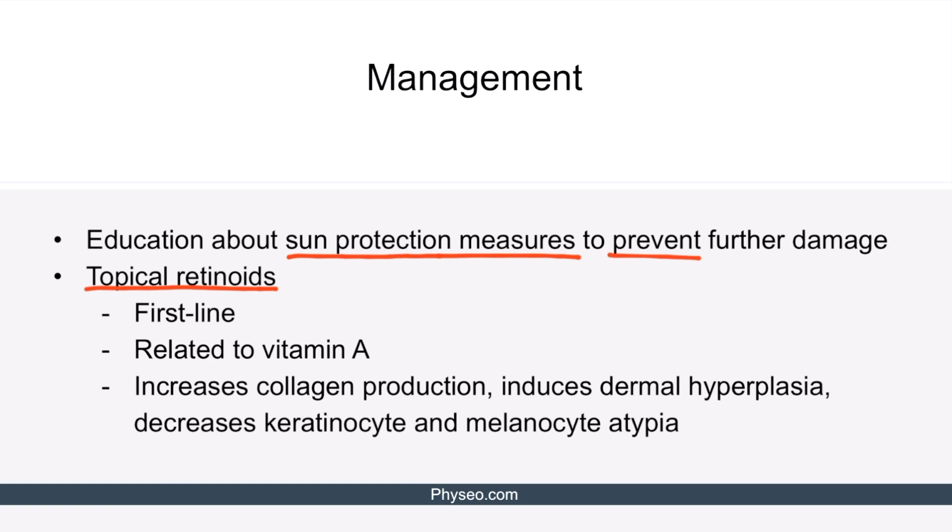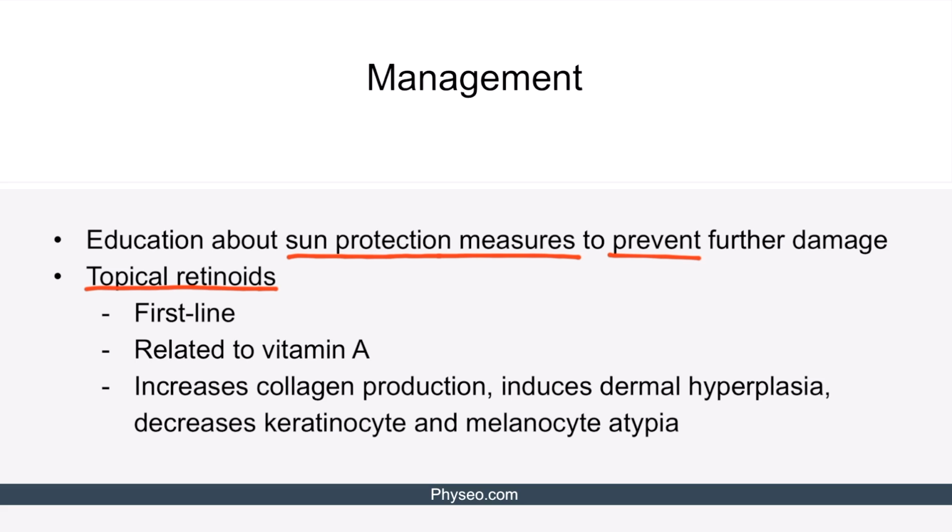Now the mechanism of action of retinoids, like the reason they work, is because they actually increase collagen production and they induce dermal hyperplasia. And in that process, they actually decrease the atypia of keratinocytes and melanocytes. So all of those things together can lead to improved appearance of even skin that's been already damaged.